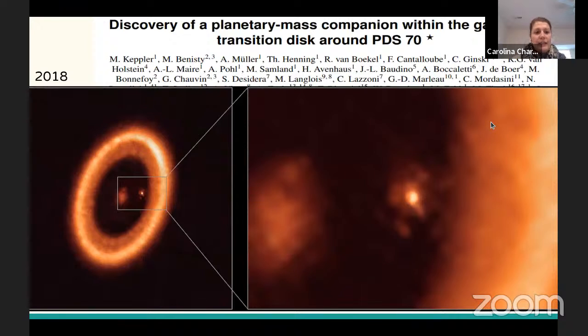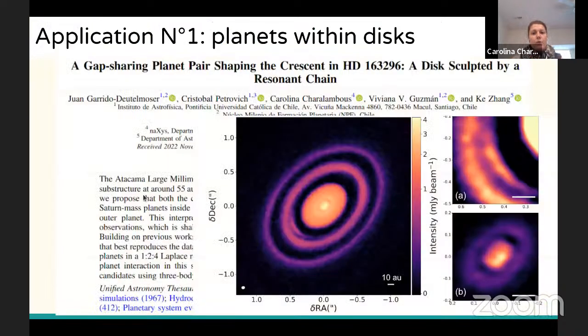And only in 2018, we were able to observe planets inside these gaps in the protoplanetary disk. There are not many systems with planets and disks observed at the same time by now. So I wanted to show you what we can do with a dynamical analysis to try to understand what is happening in nature in these disks.